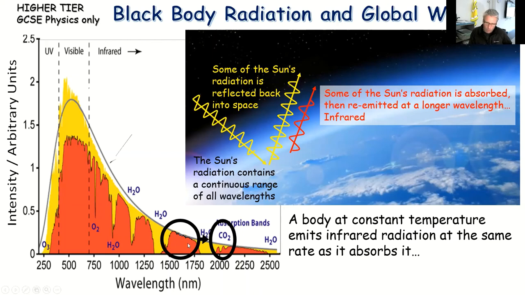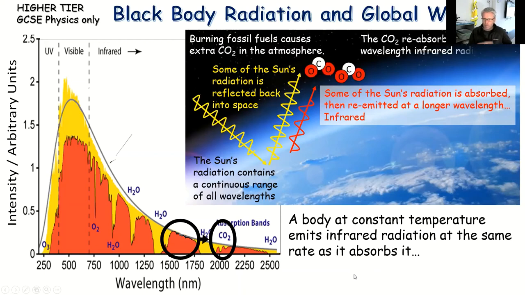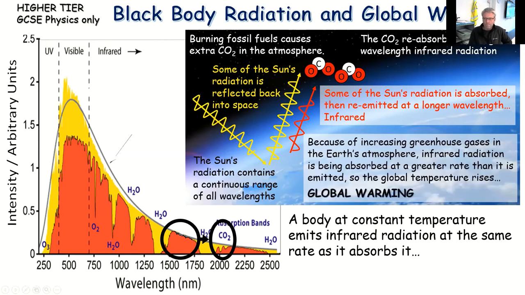But when it's re-emitted at a longer wavelength, all this energy that hadn't been absorbed before is now in the region that is absorbed by carbon dioxide. Now that's a big problem because we're putting more and more carbon dioxide and greenhouse gases into our atmosphere. And the carbon dioxide reabsorbs this longer wavelength of infrared radiation. That radiation would have normally gone back out into space, but now it's being reabsorbed. So all of a sudden, we're absorbing more radiation than we're emitting. And because of the increasing amount of greenhouse gas in the atmosphere, infrared radiation is being absorbed at a greater rate. And so the global temperature rises, and this is what global warming is.